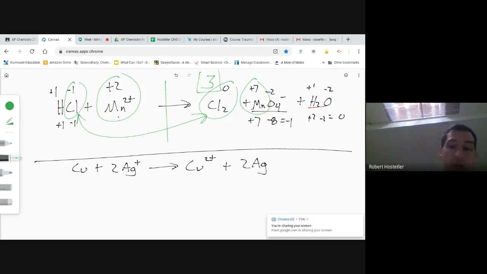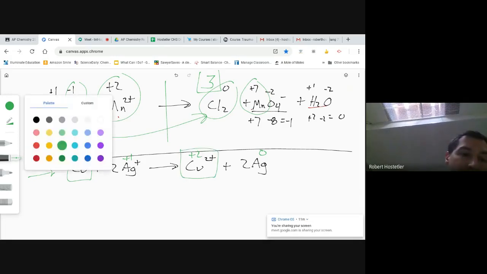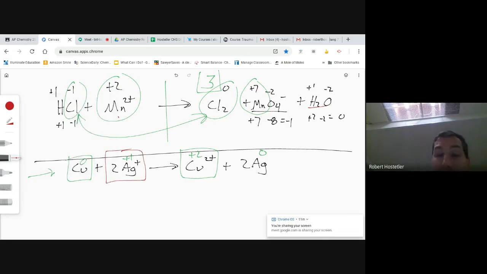Well, let's see if we have better luck down at the bottom one. We got 0, +1, +2, 0. This is what you'd see more in an electrochemical cell where you have two electrodes. One's turning into an ion and one's turning into a metal. And so the copper is going from 0 to +2. So that's going to be oxidized. And then the reduction is the silver, which is going from 1 to 0.